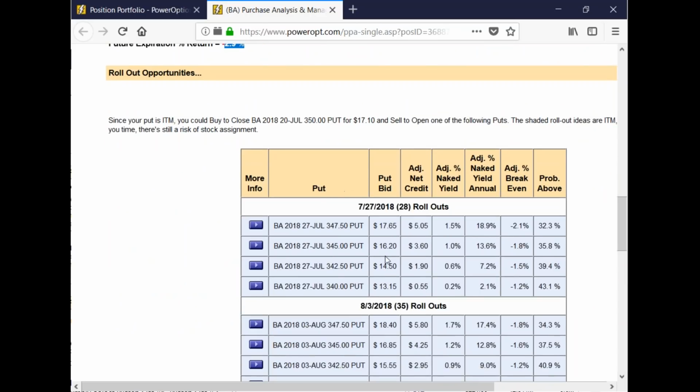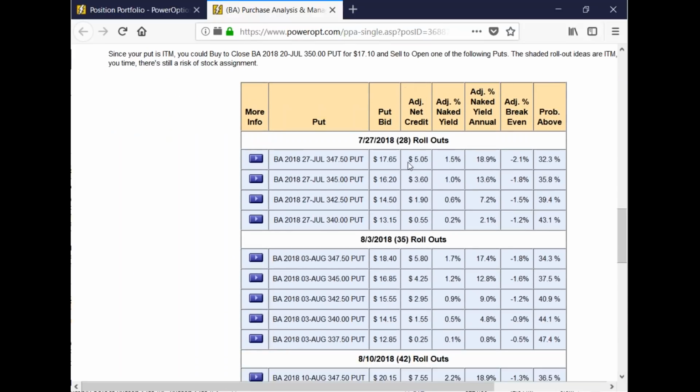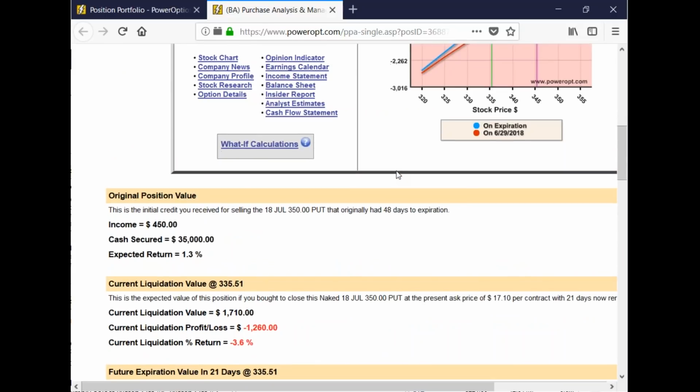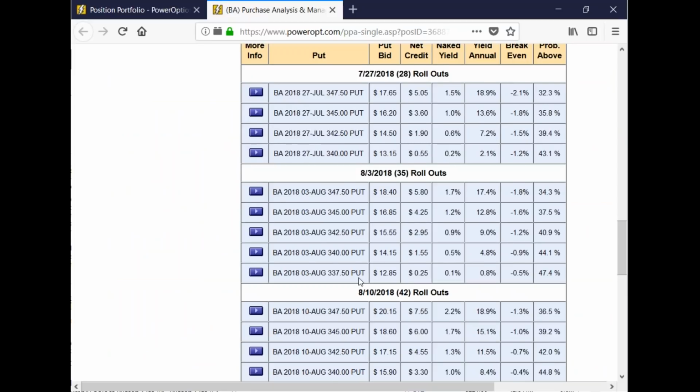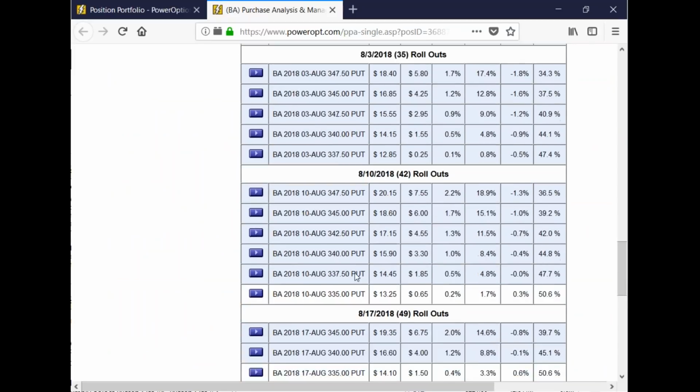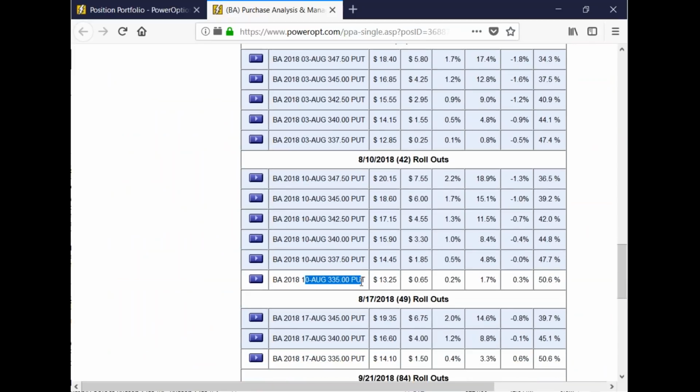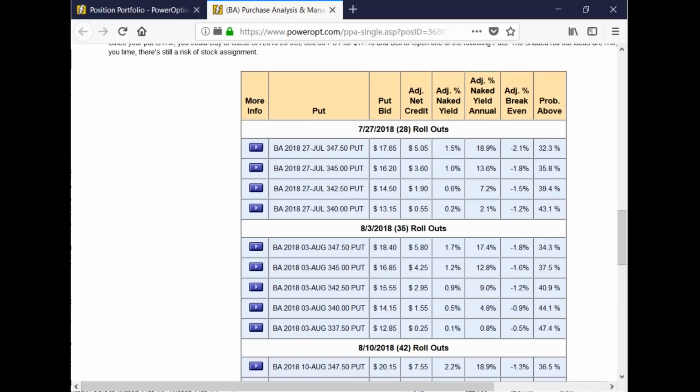All right, so it shows us some potential rollouts, but it doesn't look like anything is getting us back to a positive break even. I'm sorry, Boeing is at 335.51. So I'd have to roll down pretty low. And if I go out to August, I can get 13.25. So if it flattens out here and moves back up, yeah, it's going to cost me a lot to buy back this put. We'll get another 65 cents there.